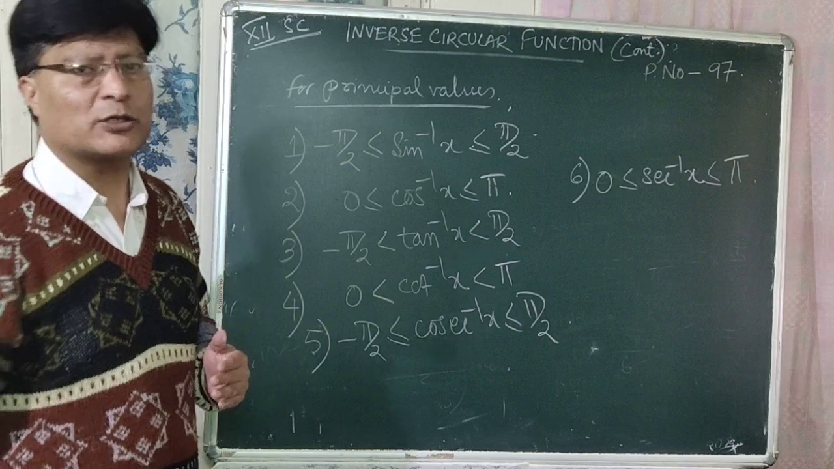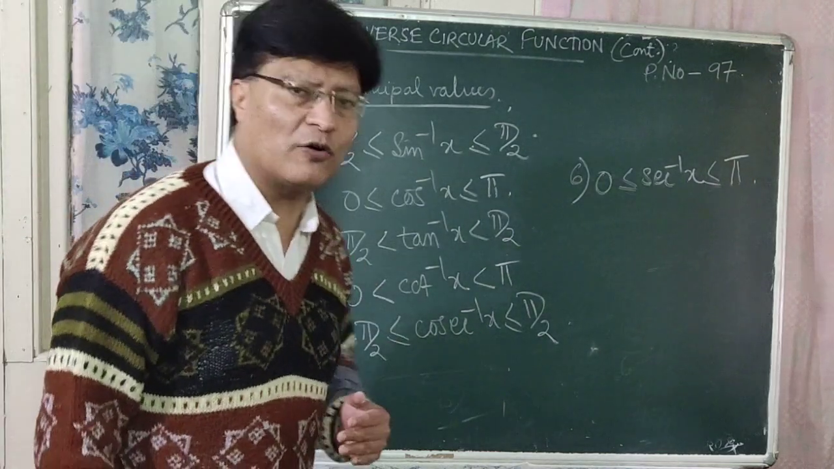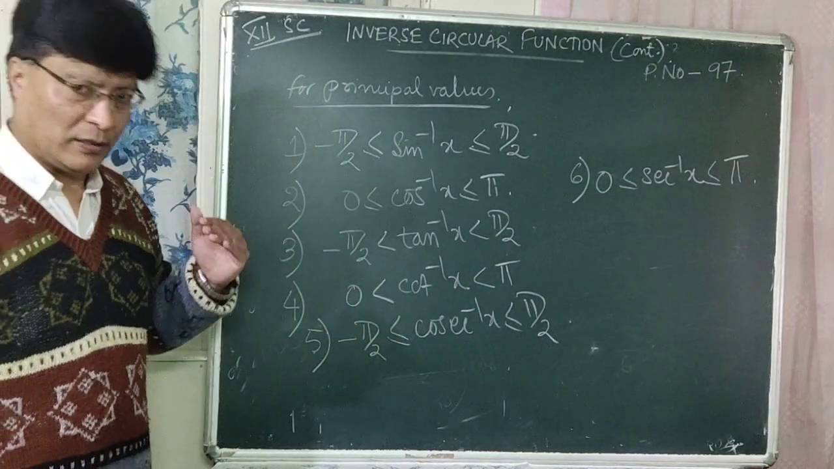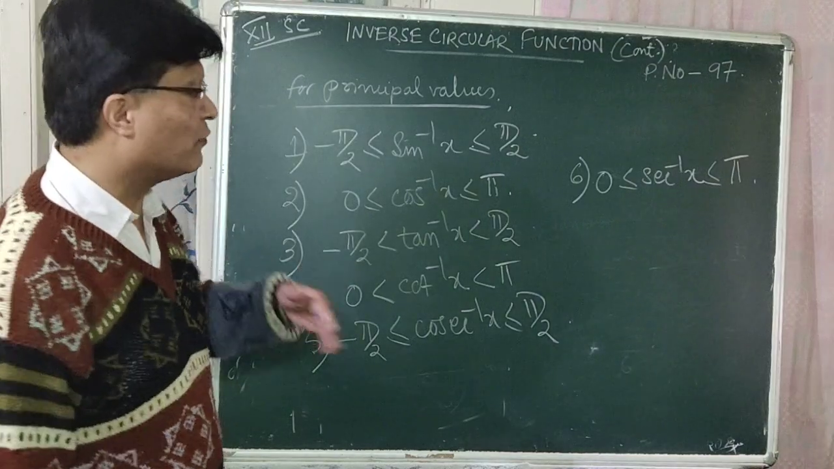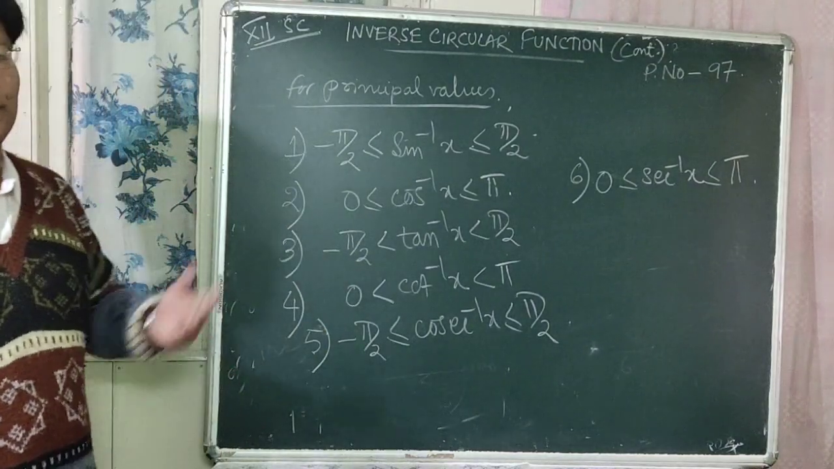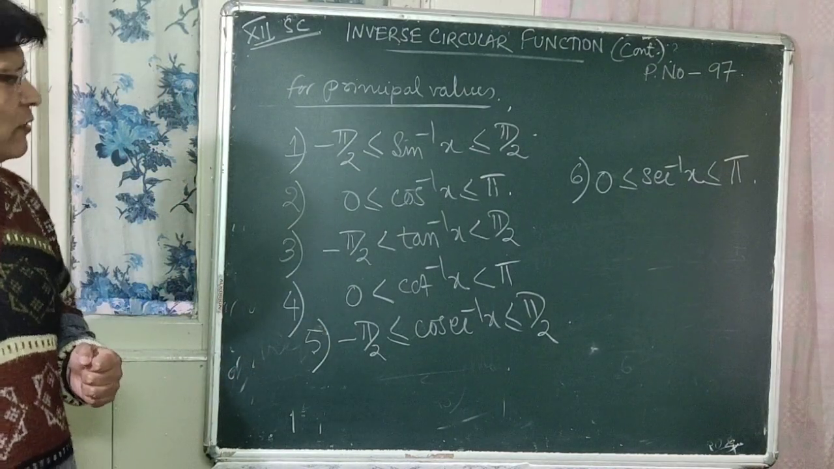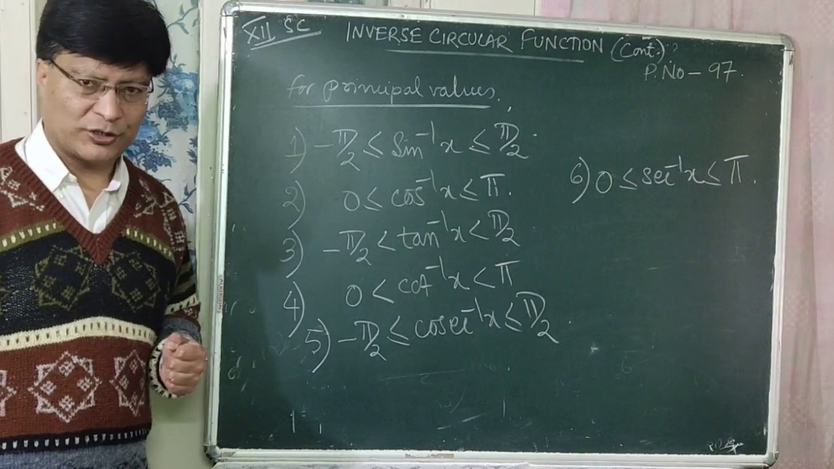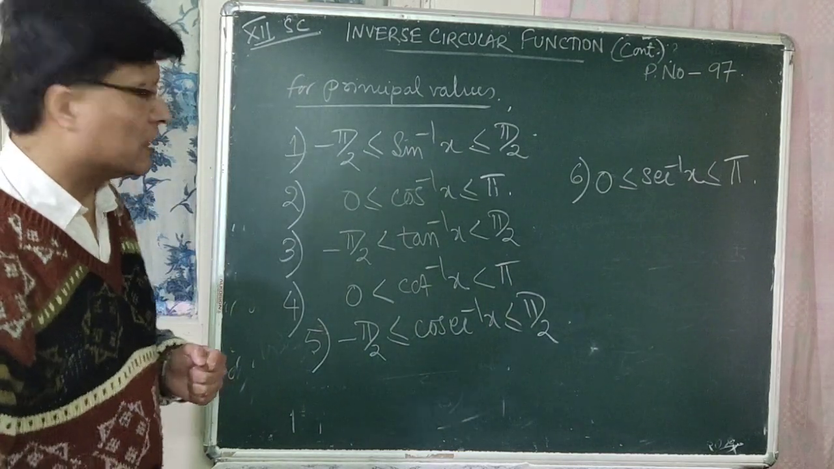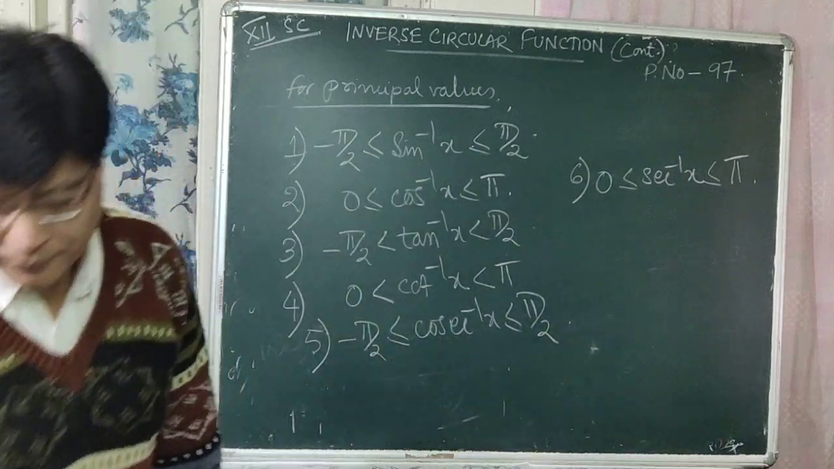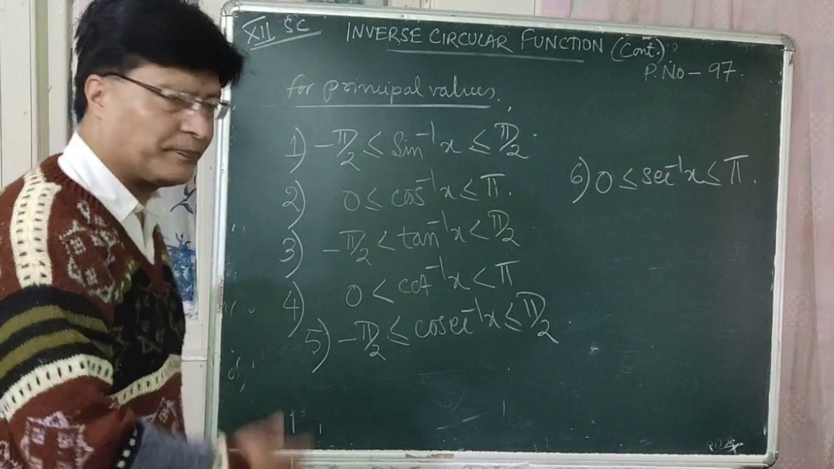So whenever you are asked to find out the values of a given inverse circular function, then you have to find out the least value or the principal value of the given inverse circular function. Okay? So now let's do the problem. So you can copy it.